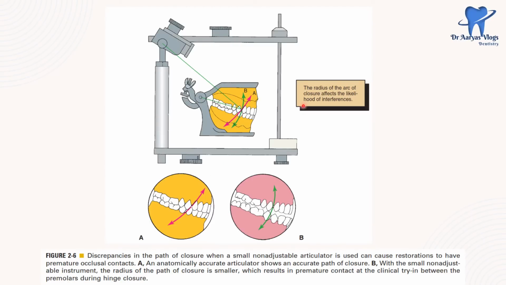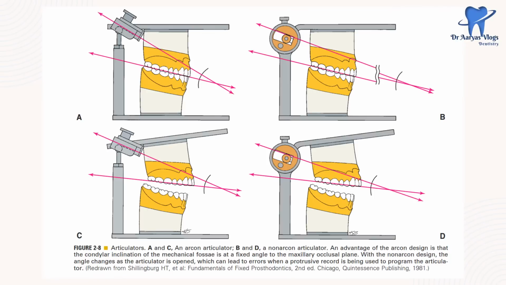So we have already discussed this picture. Here the radius of the arc of closure affects the likelihood of interferences. So this picture shows the anatomically accurate articulator, which shows the accurate path of closure. But with the small non-adjustable articulator, the radius of the path is smaller. Hence, it results in premature contact at try-in between premolars during hinge closure.